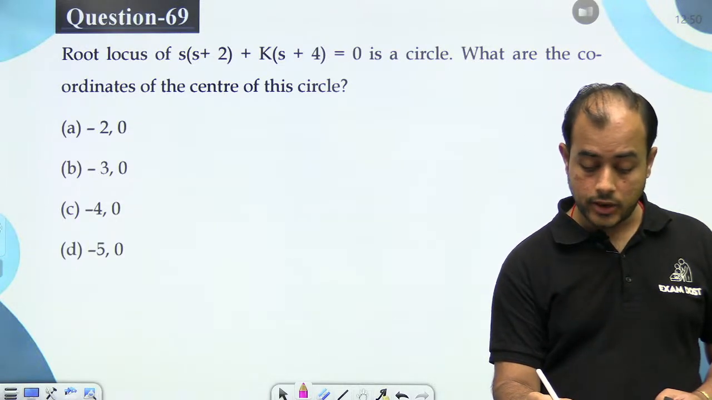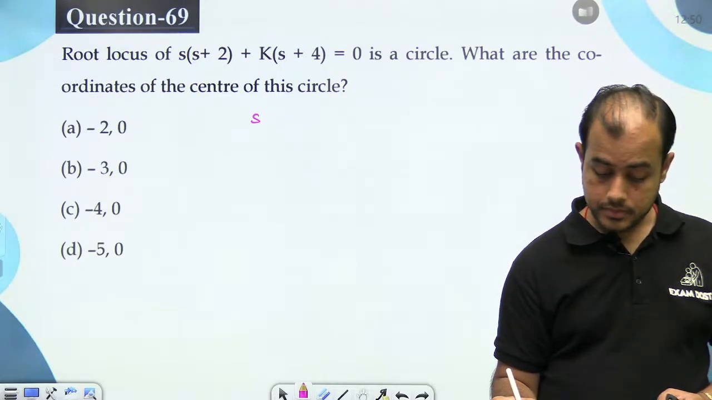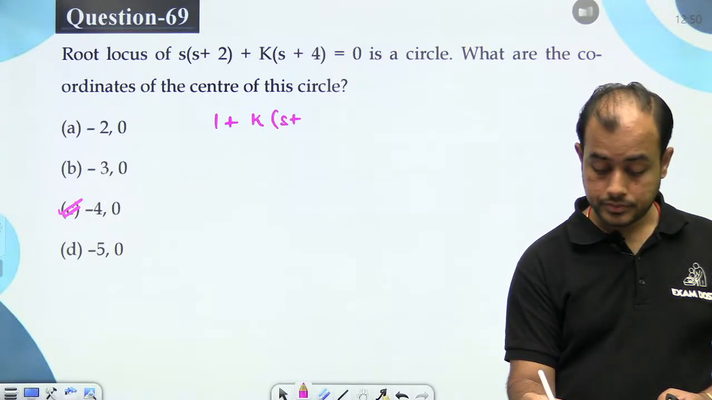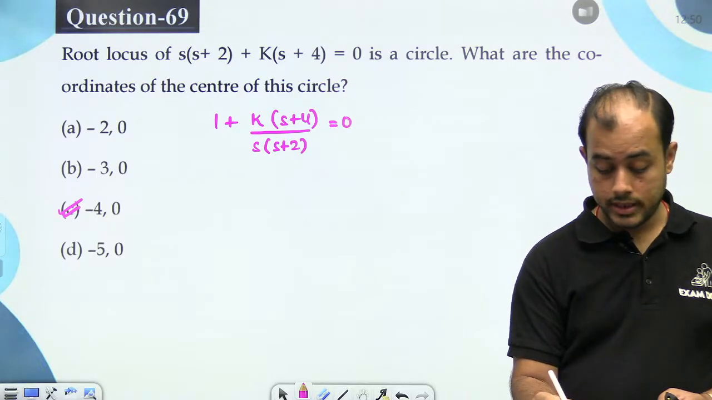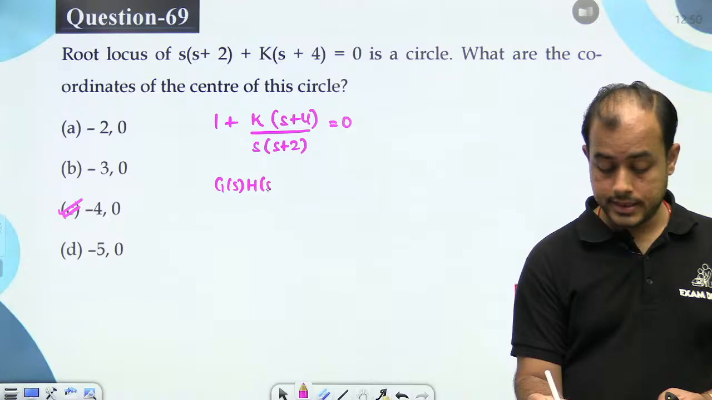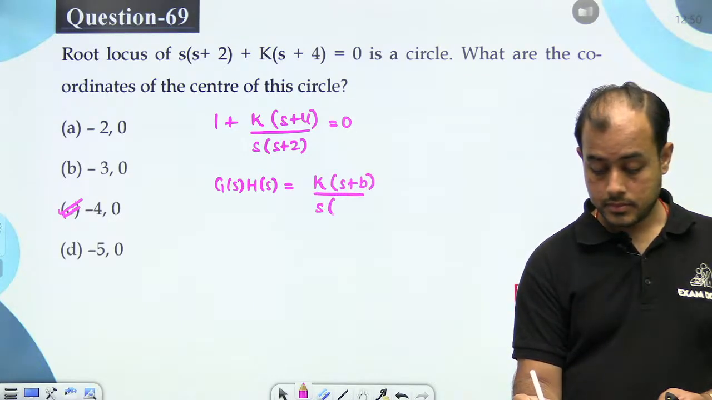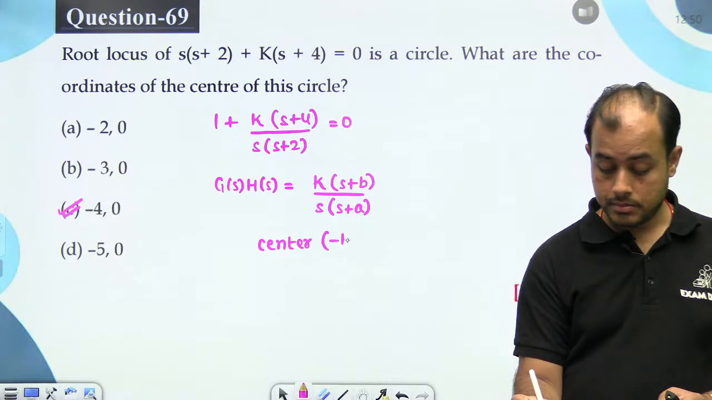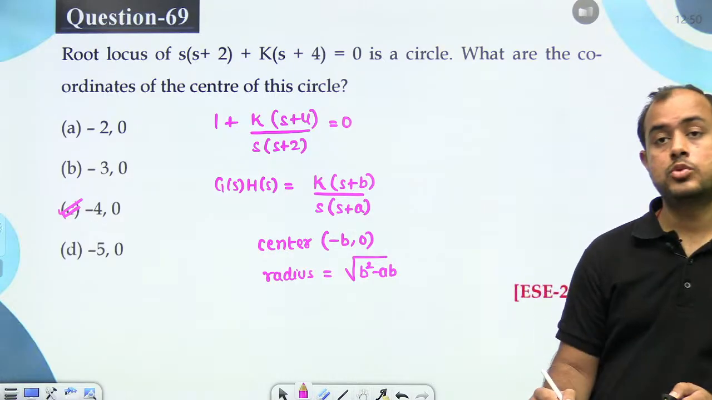Coordinates of the center of the circle. Okay. When GSHS is like this, so center lies at minus B comma 0. And radius root B square minus AB.